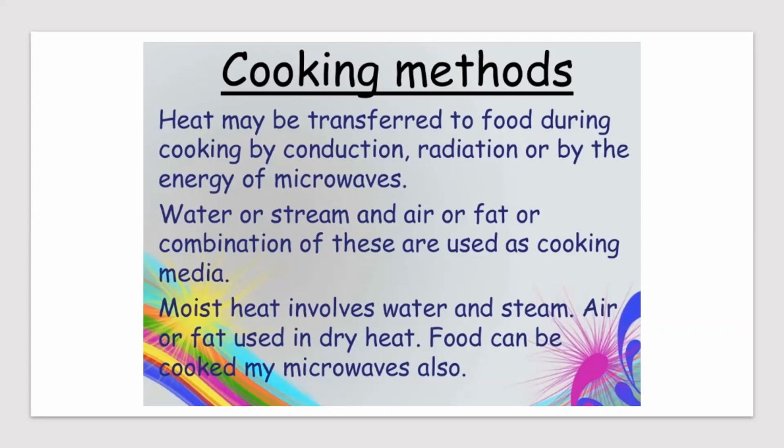Conduction, you might have learned it in your lower classes. It is a process by which heat is transferred from the hotter end to the colder end of an object, and radiation is by the microwave process. Okay, so the cooking methods are of two types: moist heat method and dry heat method. Moist heat method involves the combination of water and steam, and in dry heat method, it's air or fat. Here we are also going to discuss cooking by microwave and solar cooking.